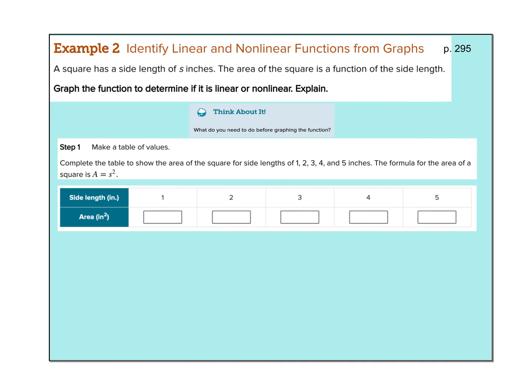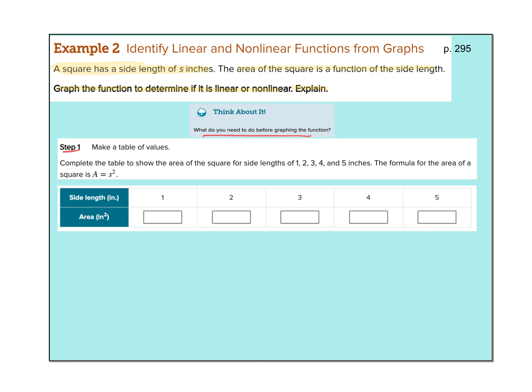All right, let's look at example 2, on page 295. A square has a side length of s inches. I don't know the exact side length. The area of the square is a function of the side length, so I'm telling you it's a function already. It says graph the function to determine if it's linear or nonlinear, and then explain. Before we get to graphing this, think about what I need to do before I can actually graph it. It didn't tell me too much. Well, step 1, you're probably going to make a table of values.